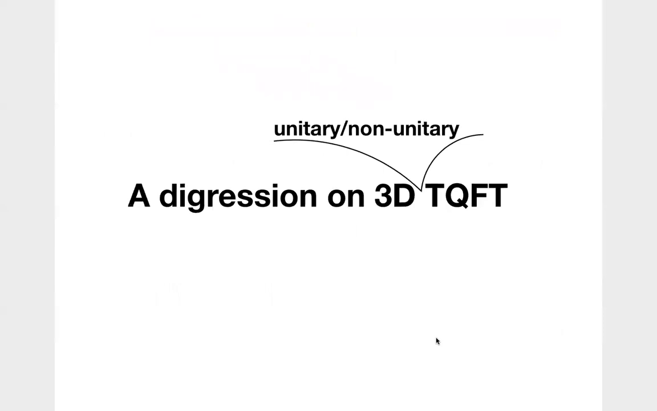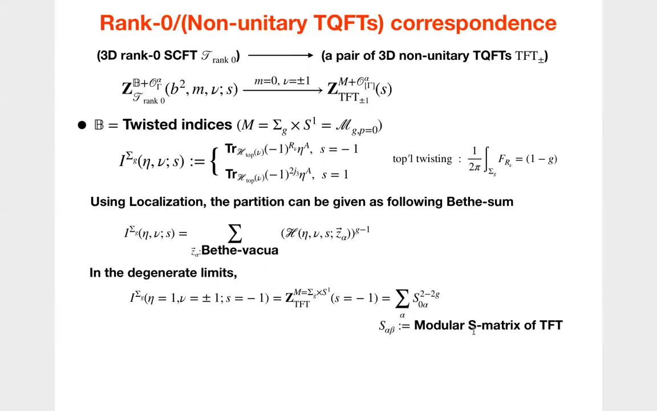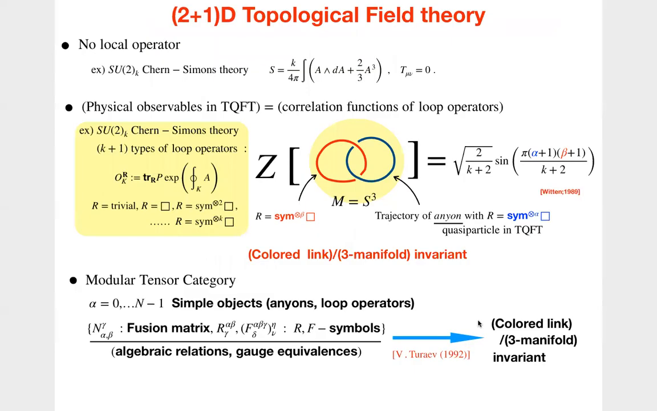So let me briefly give some digression on unitary and non-unitary 3D topological field theories, because I need to explain what is the modular S matrix of topological field theories. So in general, in 2+1 dimensional topological quantum field theories, one characteristic property is that there are no local operators. For example, if we consider SU(2) Chern-Simons theory at level k, whose action is given by this one, this theory does not have any non-trivial gauge invariant operators. Even the stress tensor becomes trivial.